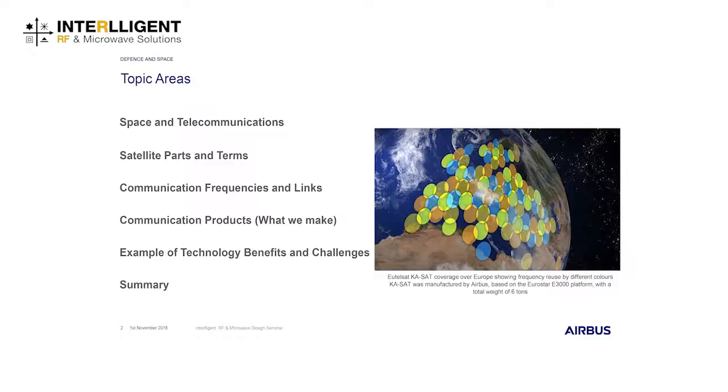A little bit about frequencies and links. A little bit about what's going on in the communication products area I work in, what we make. And then some examples of where we use technology and the benefits and challenges we encounter. The picture on the left is a nice example of the sort of thing that we produce. It's what happens from a geostationary satellite, in this case a UTILSAT satellite, KASAT, and it's producing a series of spot beams over Europe. And it's really all about how we actually make that happen.